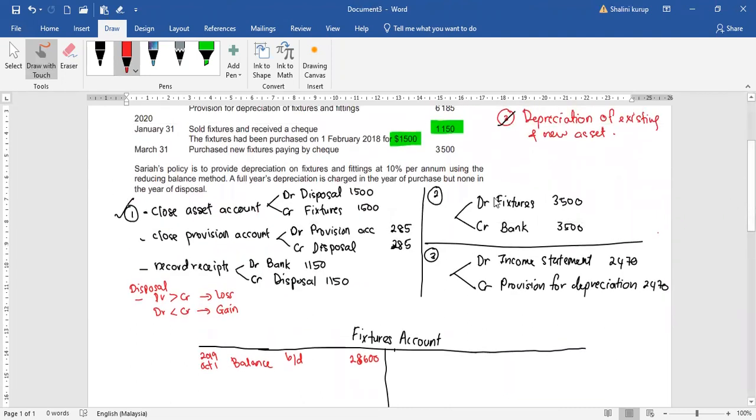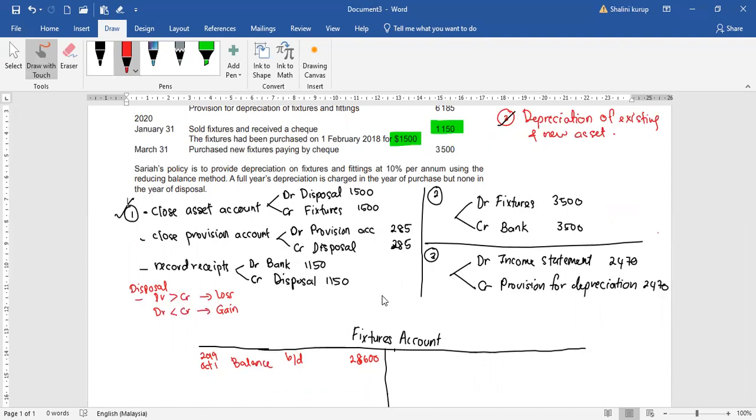Now let's put in all these entries, one by one. Let's do the closing. Since you have already done all the entries correctly, now you don't have to worry. You just have to put the entries into the ledger. Please bear in mind that we are not opening a bank account. If you look at the question, it never asks for bank. The question only asks for fixtures, provision, and disposal. So let's do the first entry. You debit your disposal and you credit your fixtures.